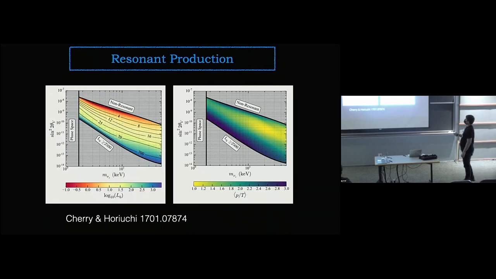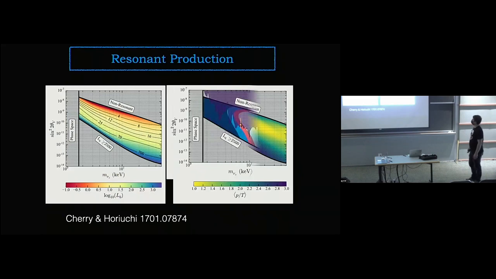And this is the lepton number that you would need in this space to produce the right relic abundance. And this is the momentum over temperature, the average momentum over temperature of these things. Note they're coldest right in the middle here. And I'll show you why in a bit.